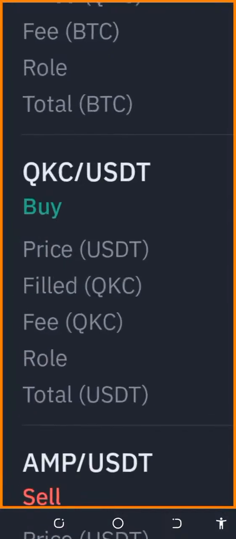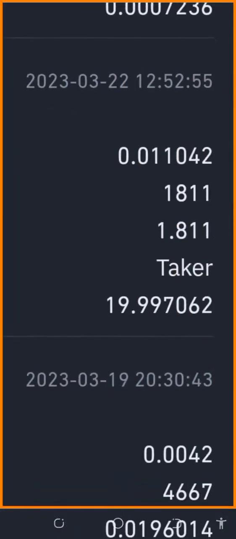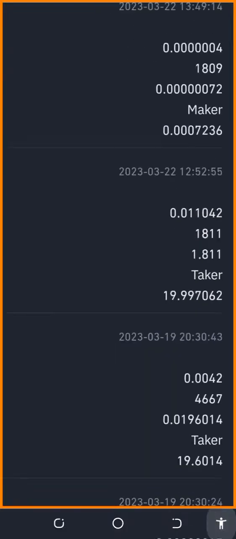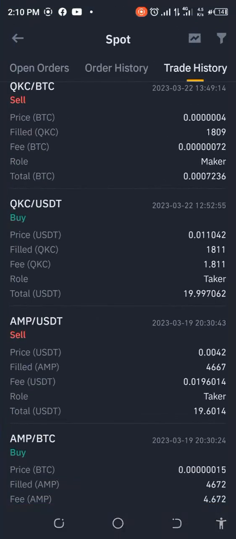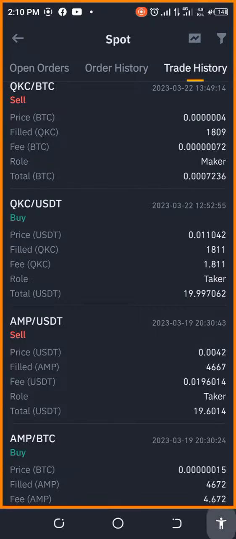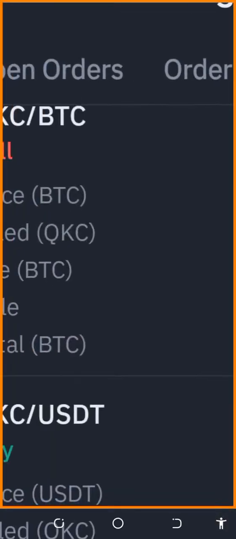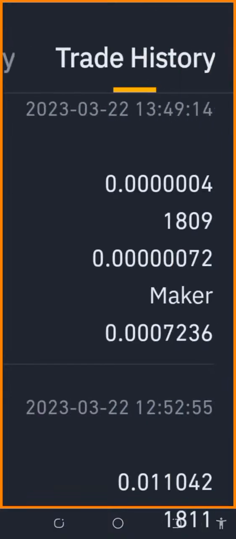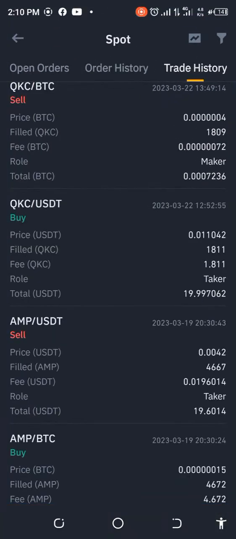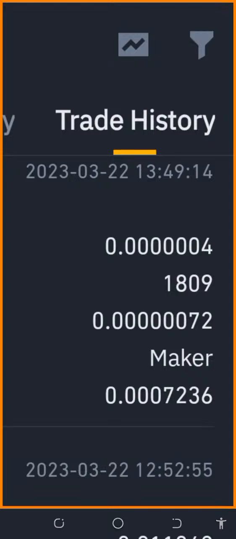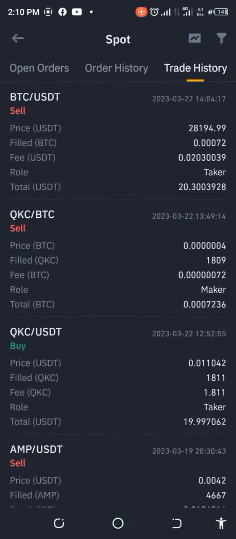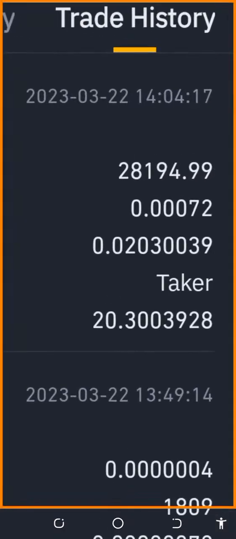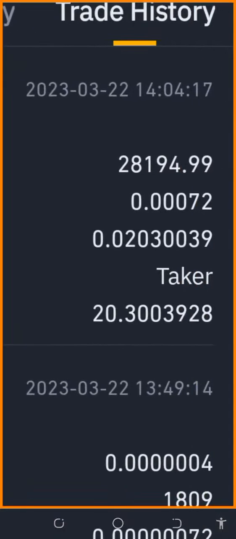So if we look at this, we started out with 19.997, almost $20. It's really, really tiny. So let's just say 19.99, or just say $20. That's the best way to look at it. Okay, so then after that, we sold that amount. We sold it to BTC, and we got 1809. Okay, then we sold our BTC to get, we actually got 20.30.